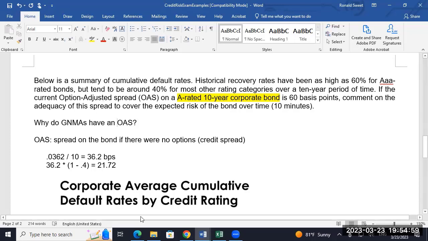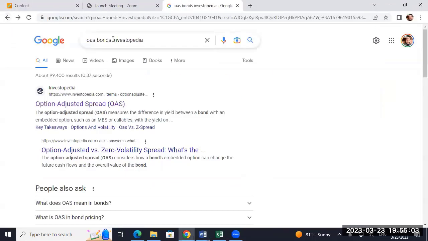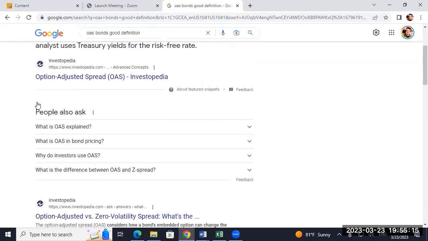All right. Boy, this is frustrating. Someone needs to define a good definition. That's what I should have put in there. What's going to come up? I found something on Wall Street Prep. If you scroll down, you will see it on one of the pages.